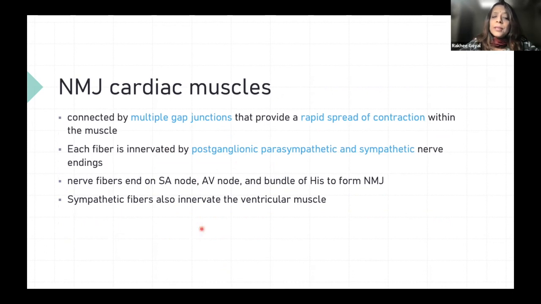And the nerve fibers end on the nodes as well, the SA node, the AV node, and the bundle of His as well, to form the neuromuscular junctions. The ventricular muscle is also innervated by the sympathetic fibers.